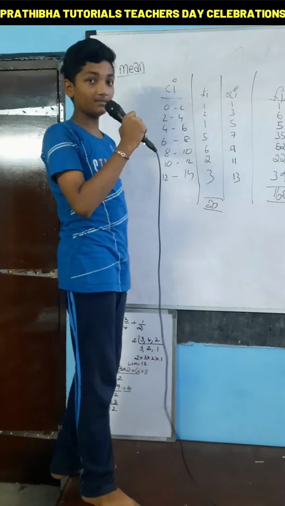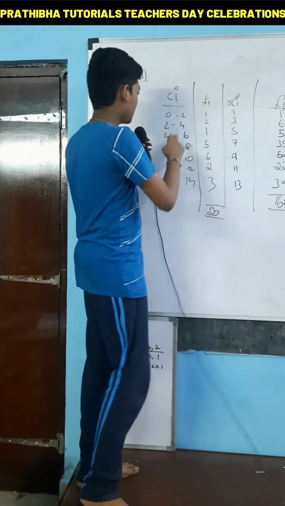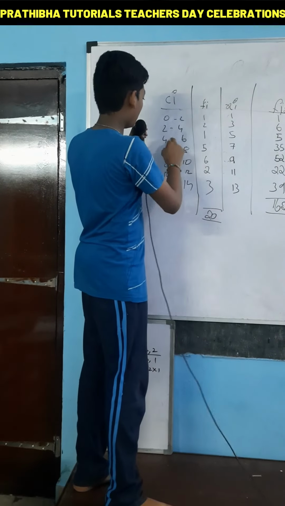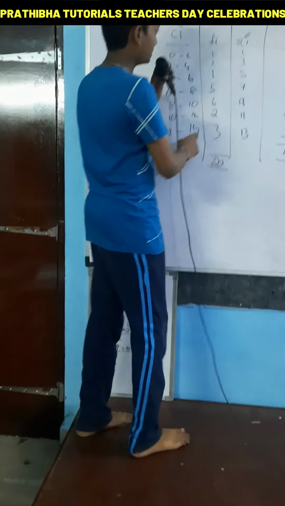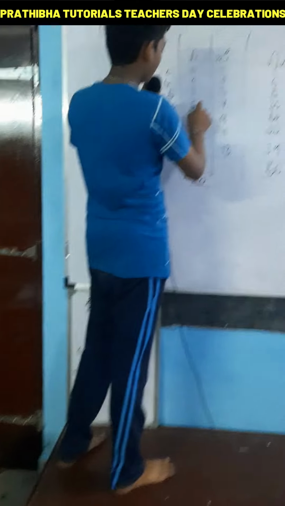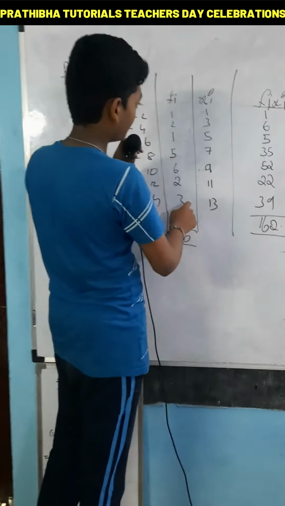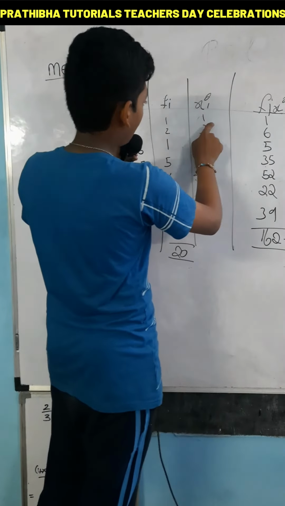Today I am telling about the mean by the direct method. 0 2 and 2 and 4 4 4 and 8. F is equal to 1 2 1 5 6 2 3. The rounded gap is 1 by 1.